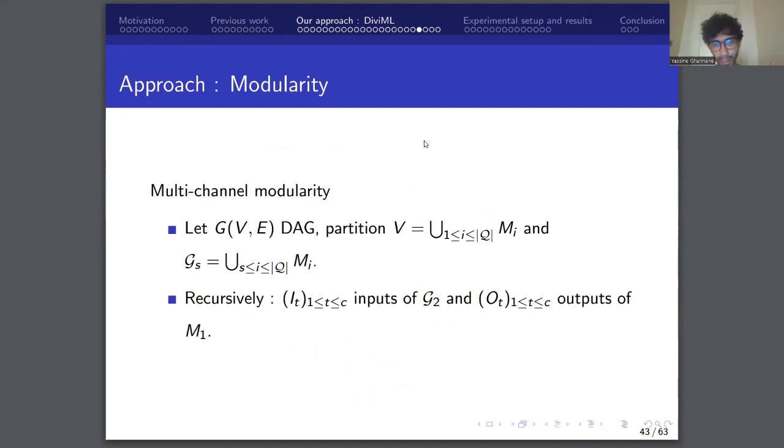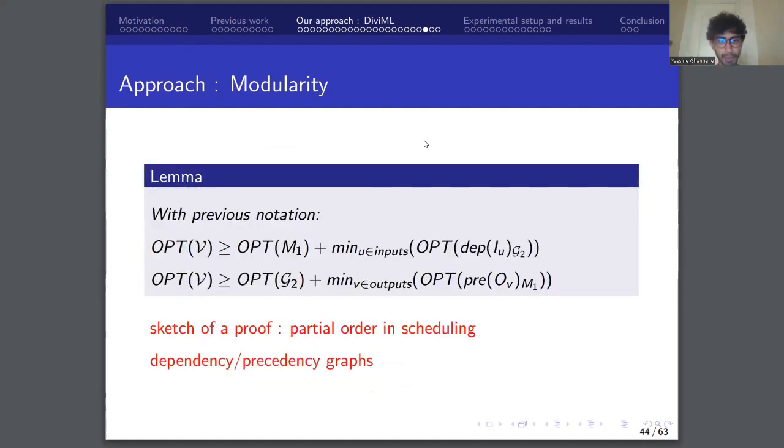Also, for a given DAG G, which can be split into different modules M_i, we define G_S as the suffix graph, which starts at module number S until the end of our graph. It's a subgraph of G. And recursively is how we want to proceed to define our lower bound. So for that, I define by I_2 the set of inputs of G_2, the suffix graph starting at the second module, and O_1 being the set of outputs of M_1.